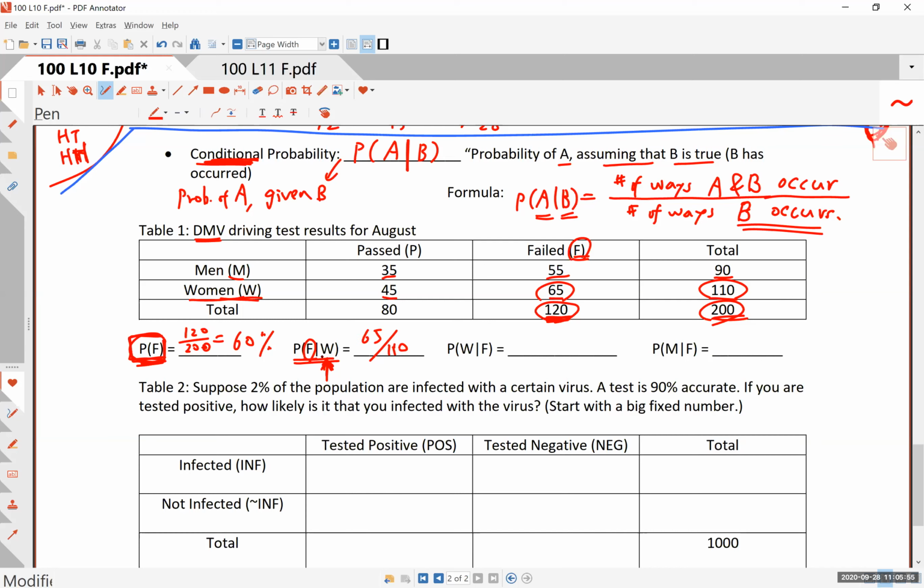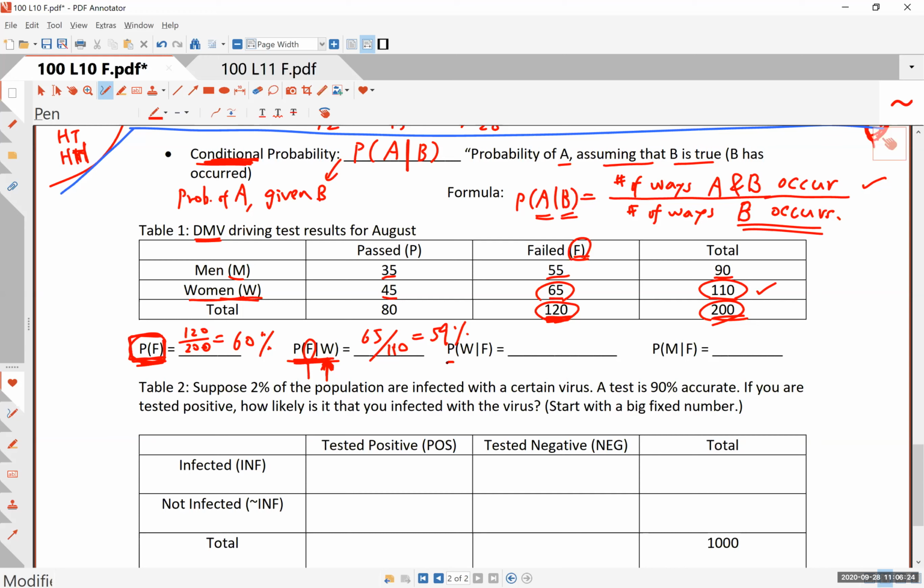So the probability that the person failed the test, given that it was a woman, is, notice here the numerator is the number of women who failed. It's both women and failed. It's sort of an intersection, right? 65 women who failed out of the 110 women who took the test. And so this turns out to be 59%. So you can say 59% of all women who took the test failed.